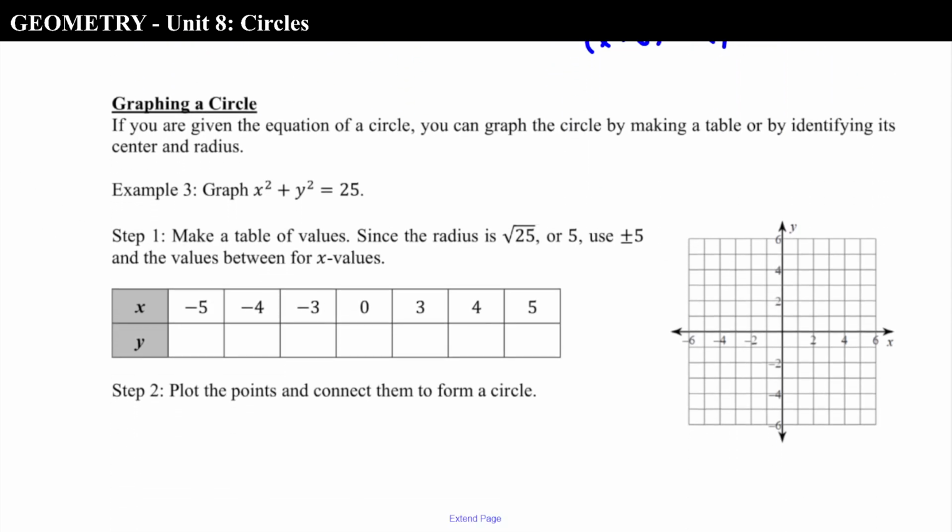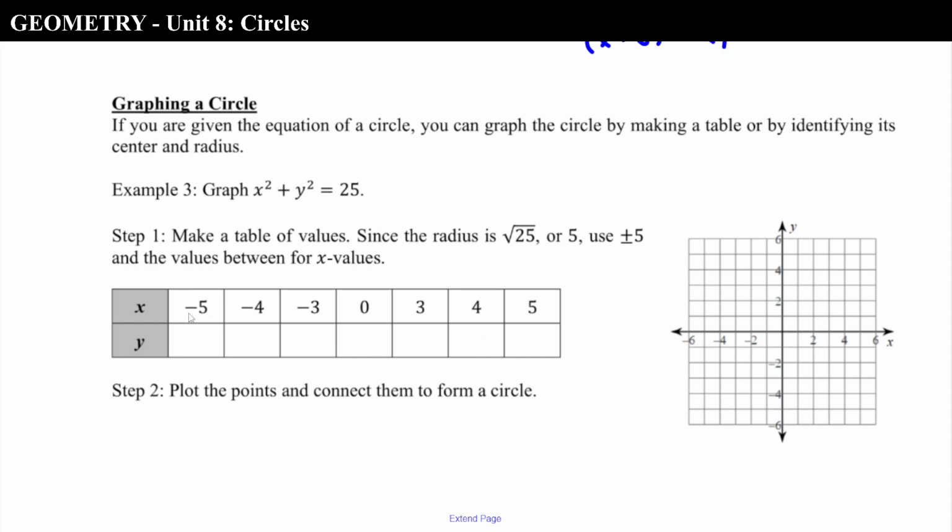Now that we know a little bit about the equation of a circle, let's use that to graph it, okay? So in example 3 here, we're given the equation of our circle. We want to make a graph of it. So there are a couple of different ways we can go about it. The first way is by making a table of values. Since the radius is the square root of 25, or 5, we're going to use plus or minus 5 and the values between for our x values.